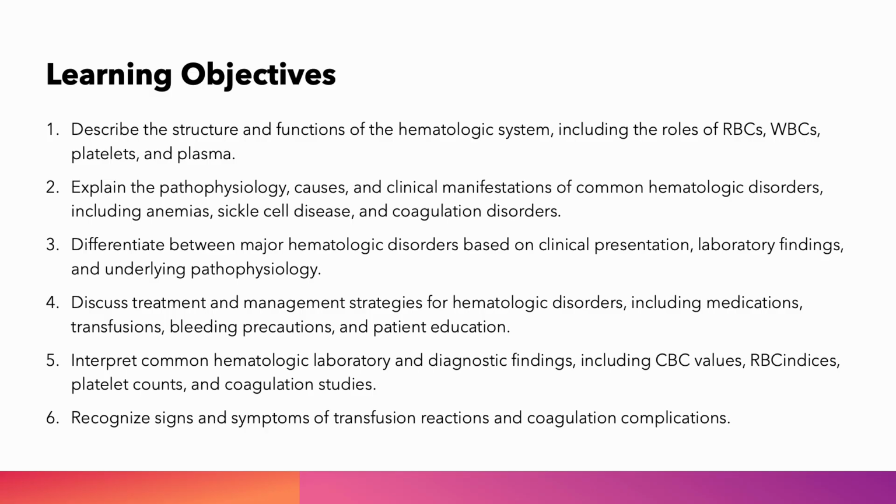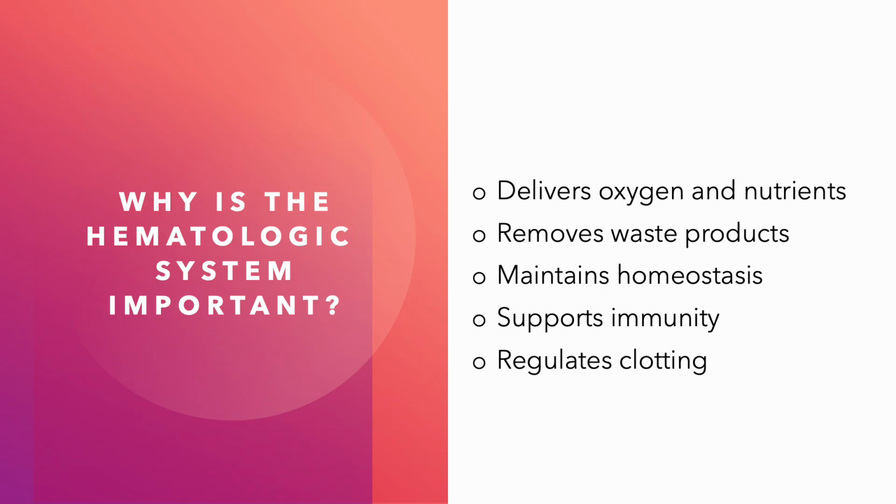So these are the learning objectives for this lesson. So the hematologic system has a few roles. Why is it important? Right? It is essential for survival because it supports oxygen delivery, nutrients, and waste removal, immunity, and clotting.